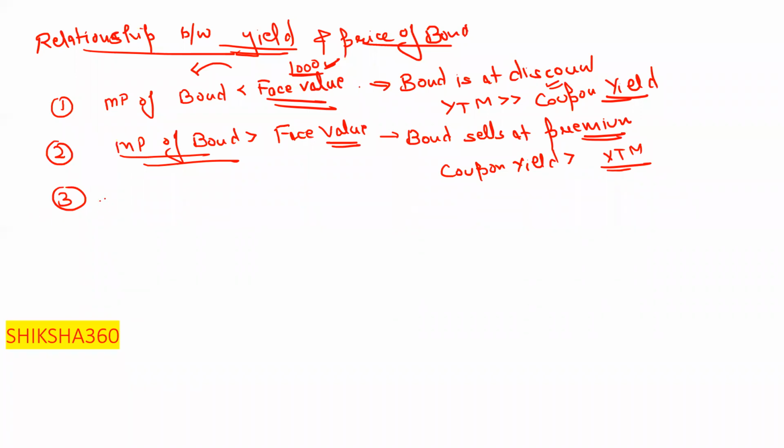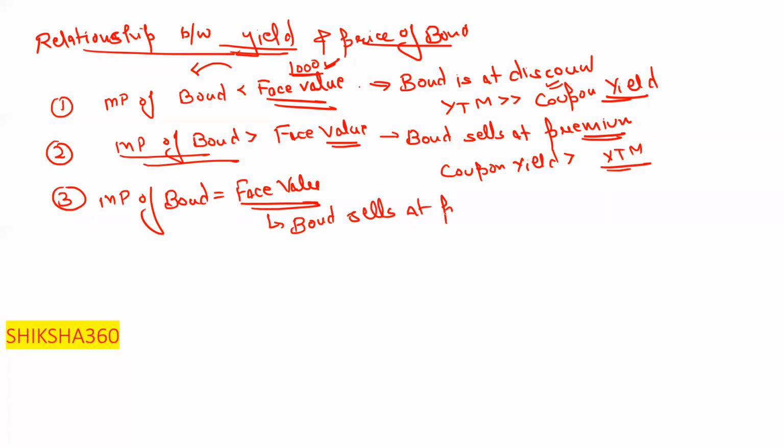The third one is when the market price of the bond is equal to the face value. It means the bond sells at par. So basically it means that YTM is equal to the coupon yield. The market price equals the face value, the bond sells at par, and YTM is equal to the coupon yield.